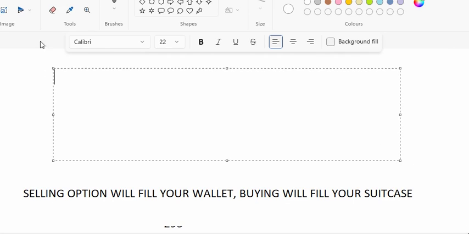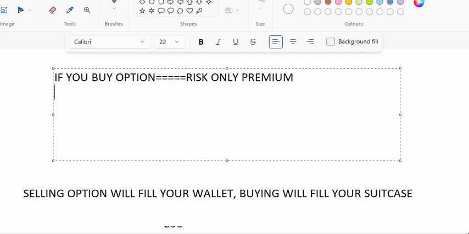So if you buy an option, what is the risk? The risk is only the premium. That's what you pay. Let's say if you buy an option at 8 rupees and the lot is 3,200, the total investment will be 25,600 rupees. Right? About 25,000 only. That's what you need to invest.